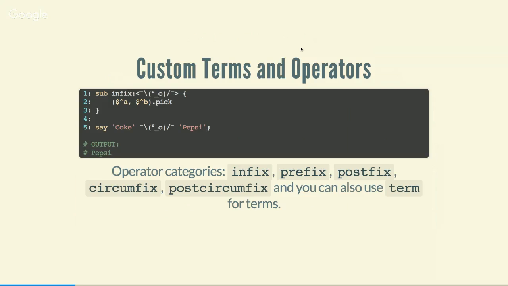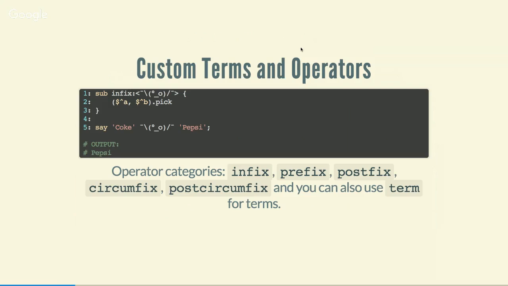So we're going to declare one custom operator. And an operator is basically a subroutine. The only real difference is you prefix it with a category. You can have infix, prefix, postfix, circumfix, and post-circumfix operators. On this one, we're doing an infix operator, and we put the name of it inside of angular brackets.